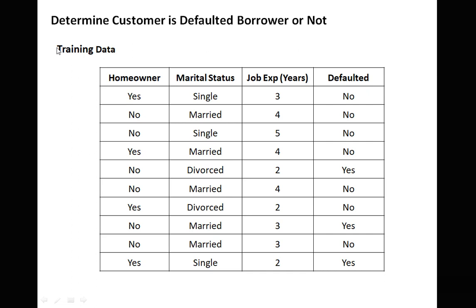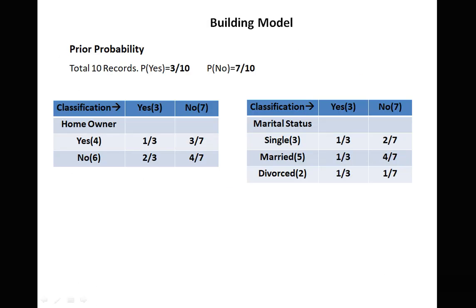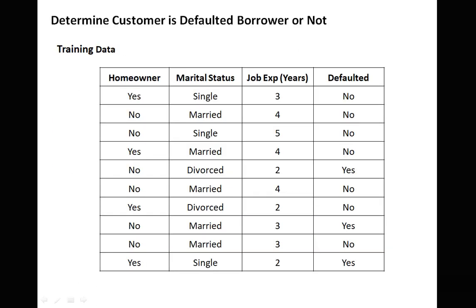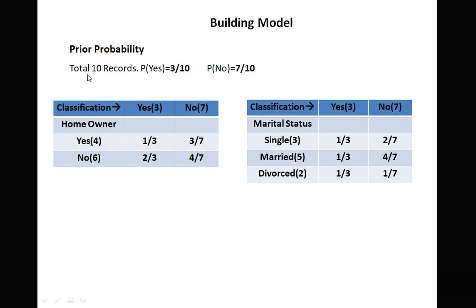Similarly, we can see the next problem, determine whether a customer is a defaulted borrower or not. Now three attributes are there: homeowner, marital status and job experience. Job experience is numeric and the other two are categorical, and this is our final class label, which is either no or yes. Now as in the previous problem, we can generate the prior probability. Total 10 records are there, out of which yes are 3 and no are 7. So 3 by 10 and 7 by 10.